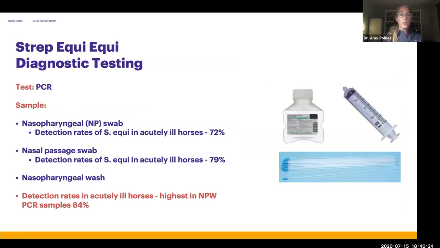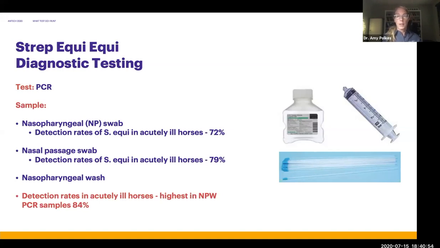So a nasopharyngeal swab. If you're going to do PCR and you stick a swab way back up into the nasopharynx in an acutely ill horse, you'll get about 72%. Nasal passage: again, acutely ill horse, maybe they have nasal discharge and you just take your little culturette and go right into the nasal passage, about 79%. But the highest detection would be if you did the nasopharyngeal wash, and that would be the best sample to do.